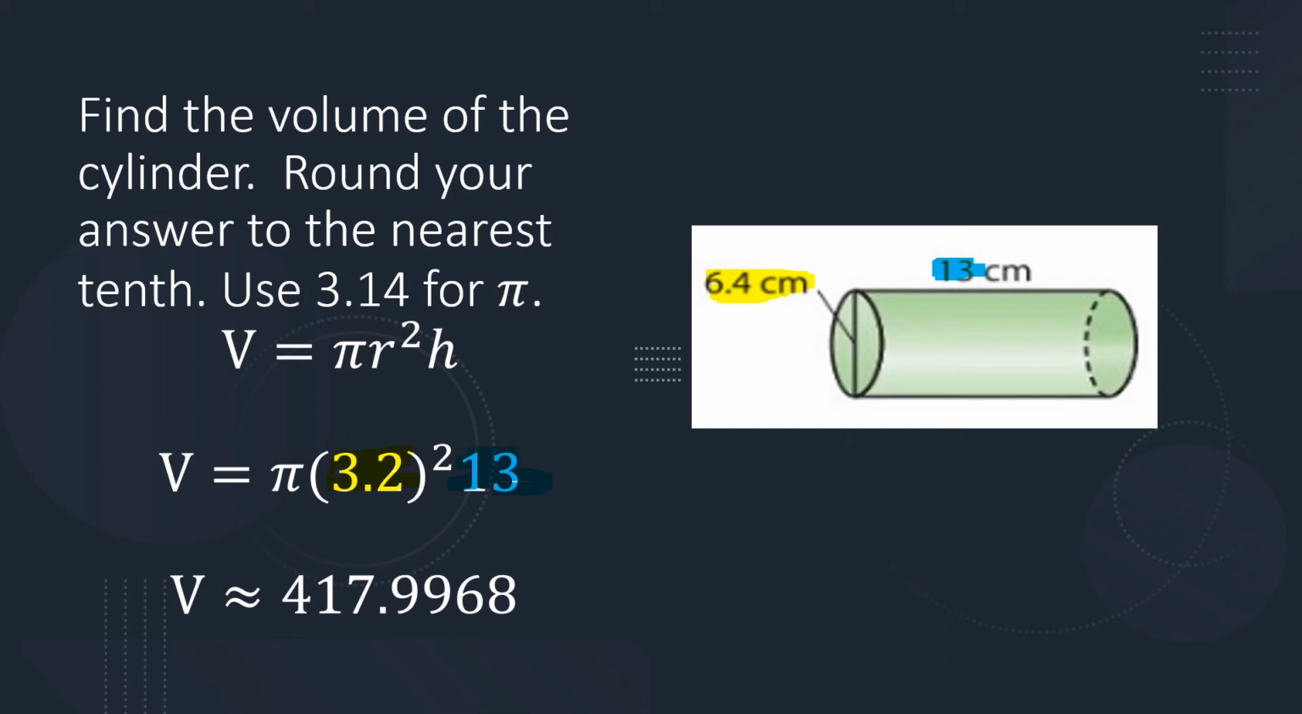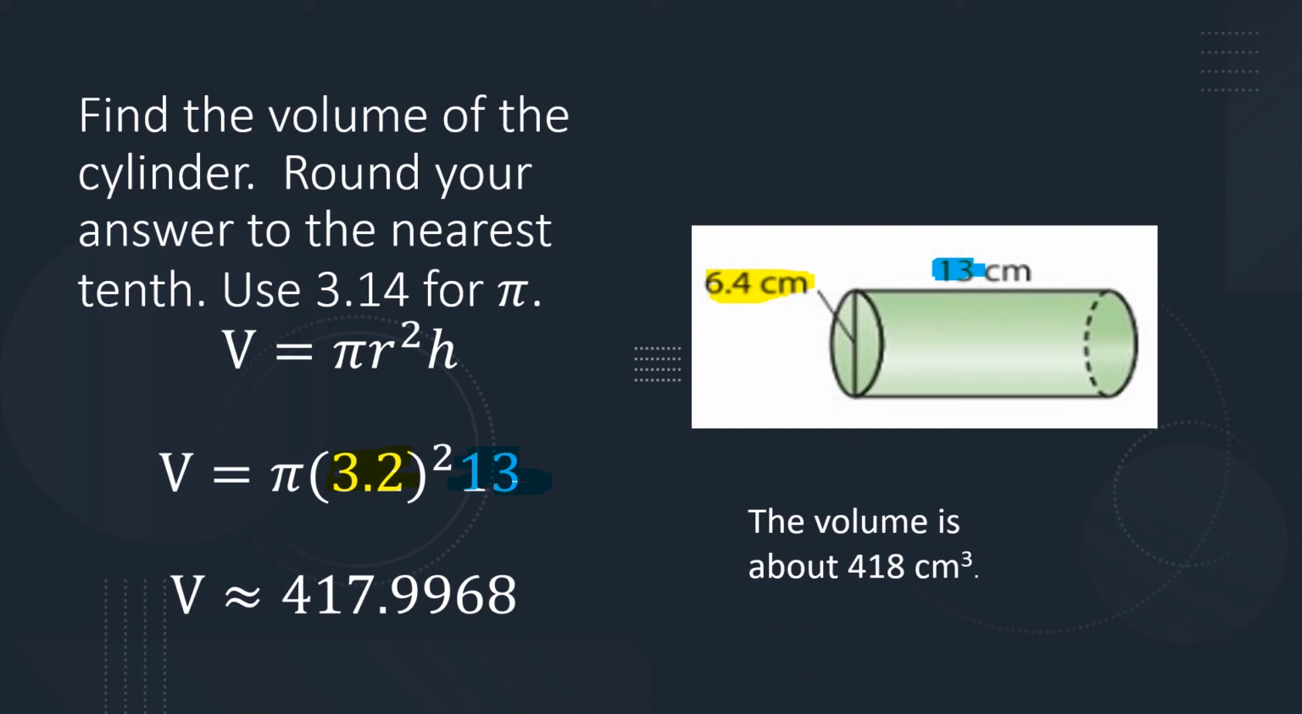All right, so now again, all calculator work here. I'm going to square 3 and 2/10, multiply it by 13, and I'm going to use my approximation of 3.14 for pi. That's going to give me this long decimal, 417.9968. I do need to round my answer to the nearest tenth. So that 9 in the hundredths place is actually going to round my answer all the way up to 418. So the volume is about 418 centimeters cubed.